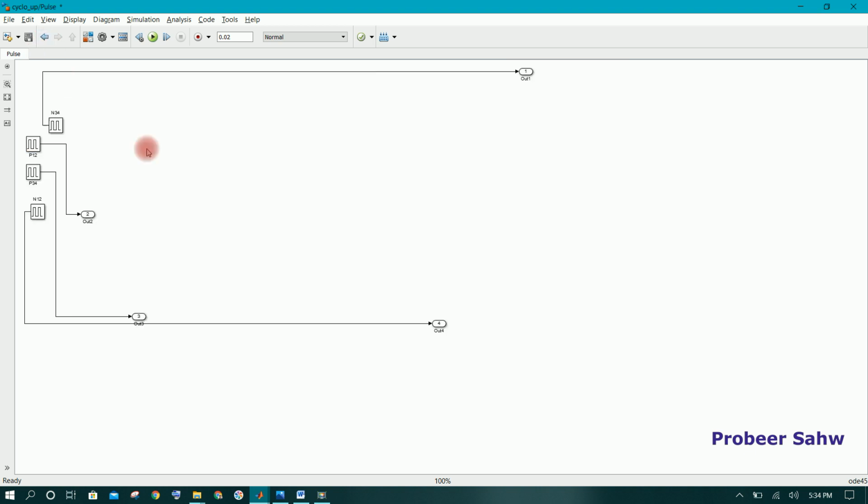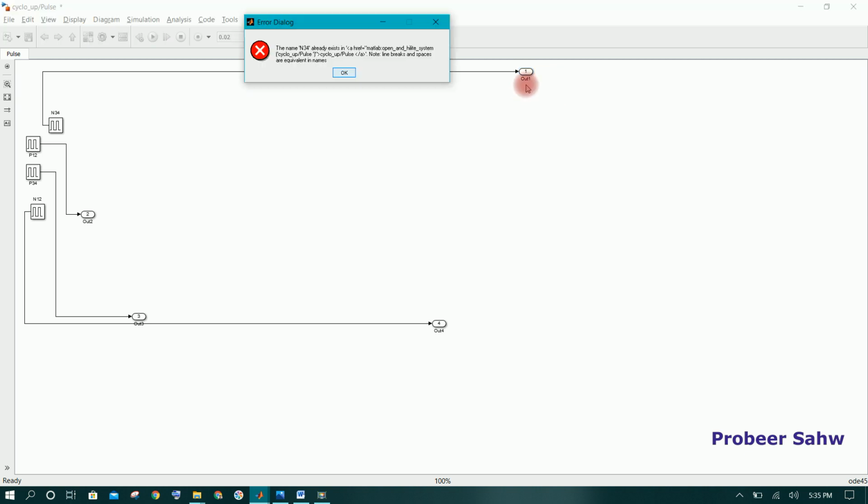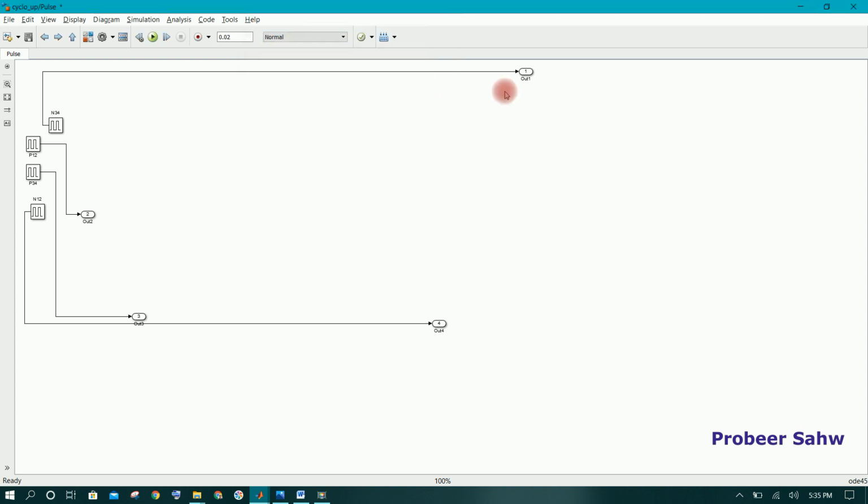What we can do, we can rename these outputs as per the name of these blocks. So let the name of this output be N3 N4, which cannot be done because the block name is also N3 N4. So we can give this, let's say, GN34.